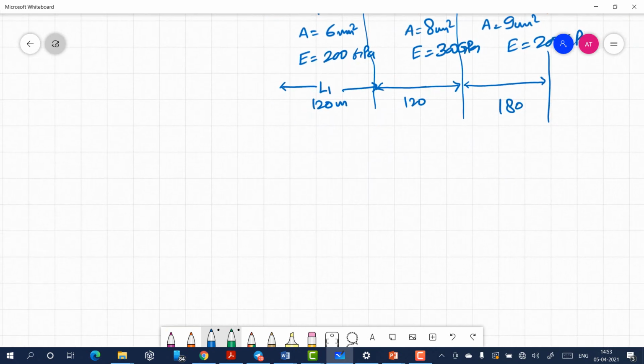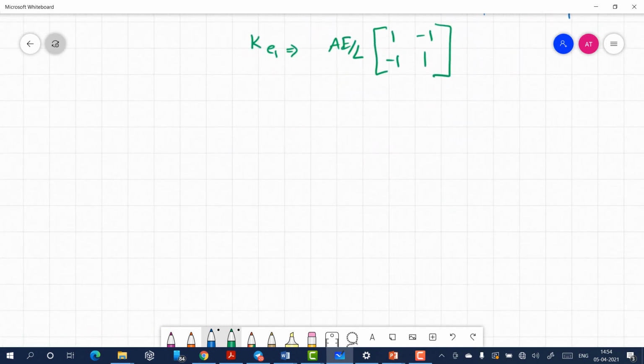Now let us look at the stiffness matrix for element number 1. We usually have the same thing: AE by L times the matrix 1 minus 1, minus 1 1, because this is general. This is true for any one-dimensional bar, this is going to be the stiffness matrix. So elementally we can solve the problems. Elementally we can write that F1 and F2 is equal to AE by L.